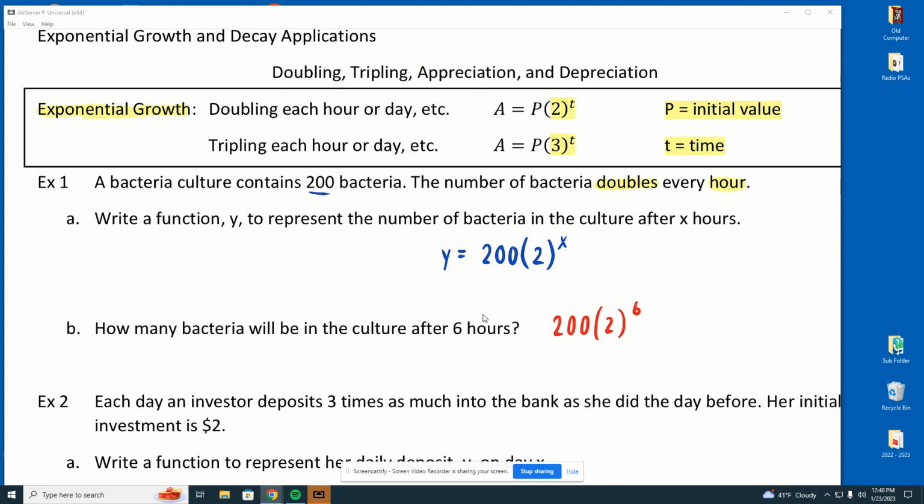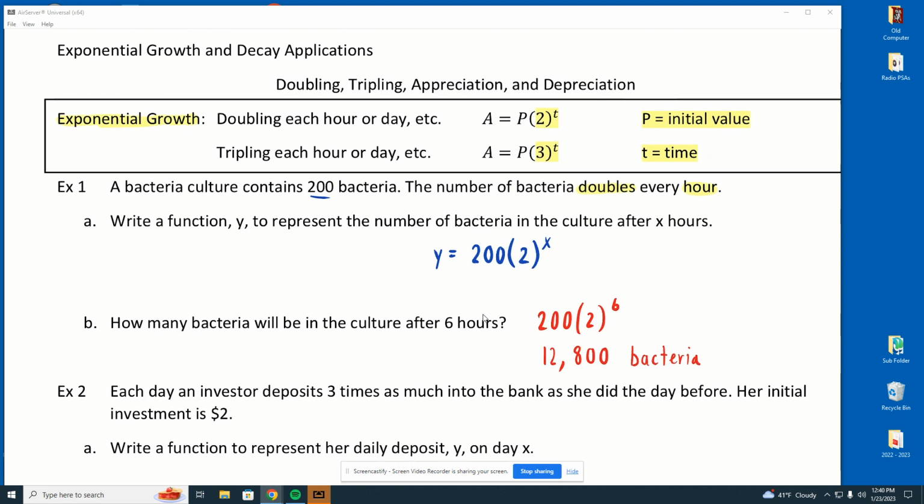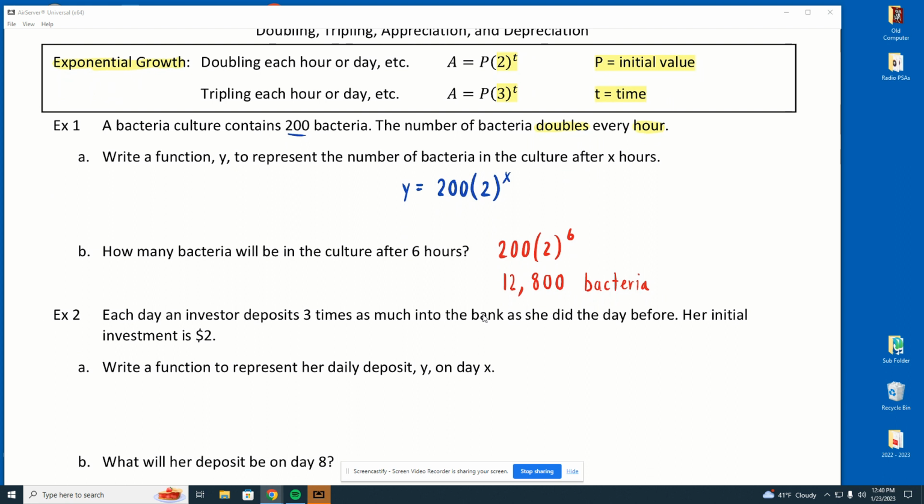12,800. And what is that? Bacteria. 12,800 bacteria. Okay, listen. It really is this easy. Don't think that's too easy. It really is that easy. No problems, okay? Now, next.